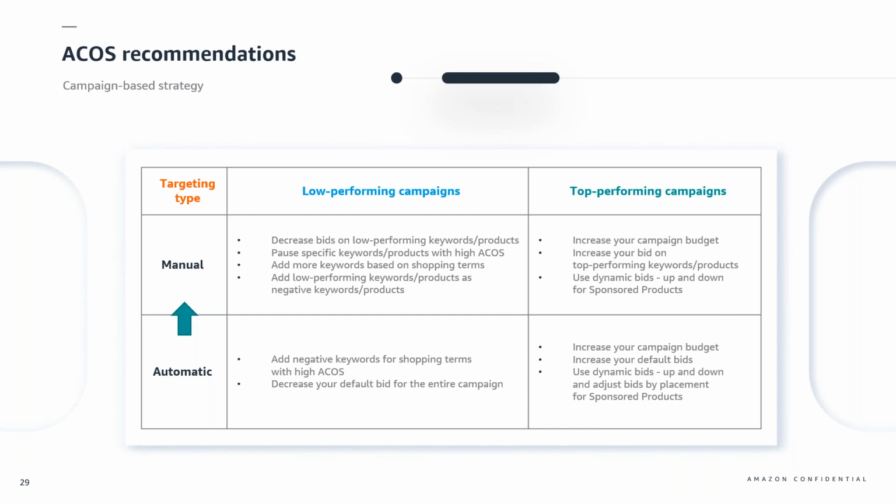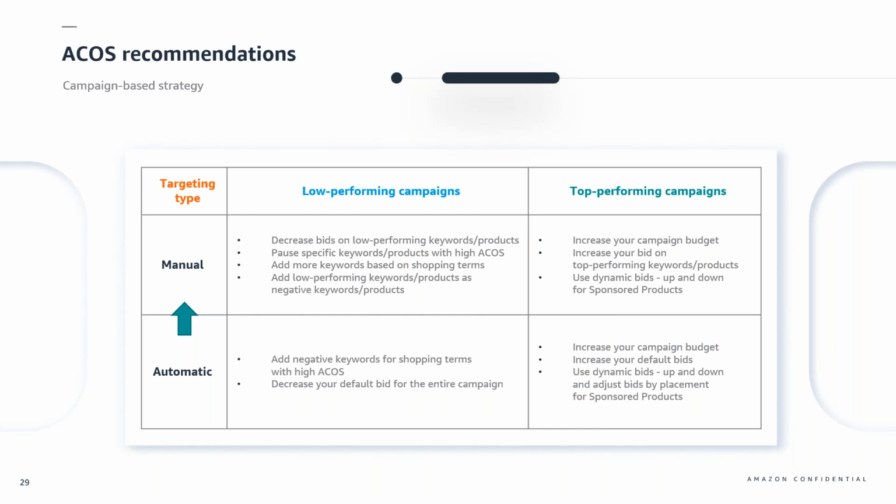For top performing campaigns, on the other hand, if you're using automatic, consider increasing your campaign budget and your default bids, which means these are the key winning campaigns for you. Use dynamic bids up and down and adjust bids by placement for Sponsored Products to help generate additional impressions, clicks, and sales. For manual targeting, let's say you're doing keyword targeting or product targeting campaigns and these are top performing, consider increasing your campaign budget enough for you to operate the campaigns and not stop them, raising your bid a little on top performing keywords or products, and using the dynamic bids up and down bidding strategy.